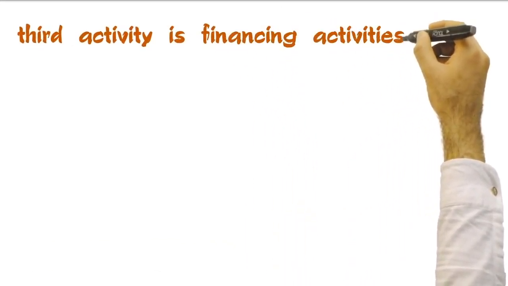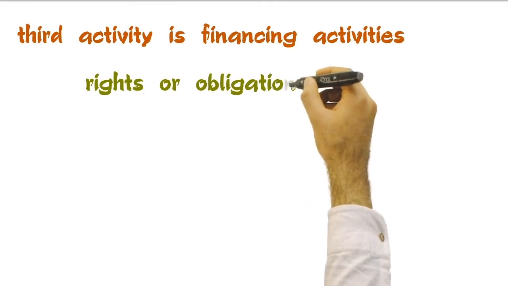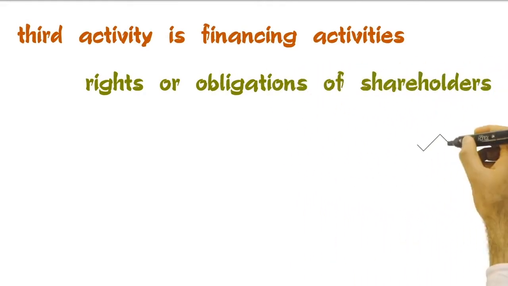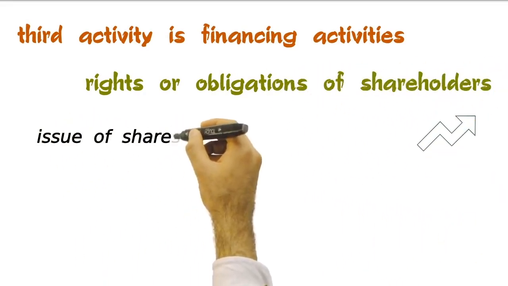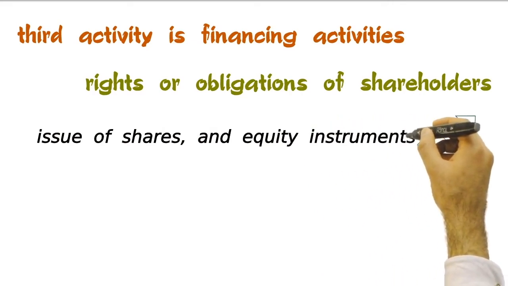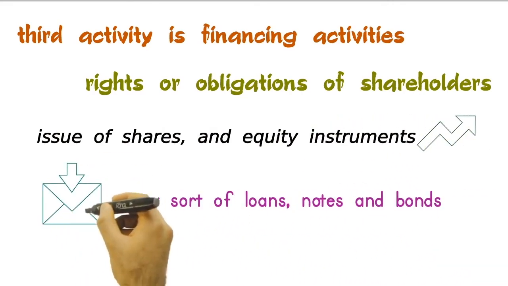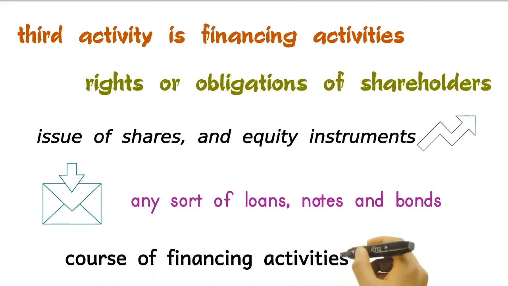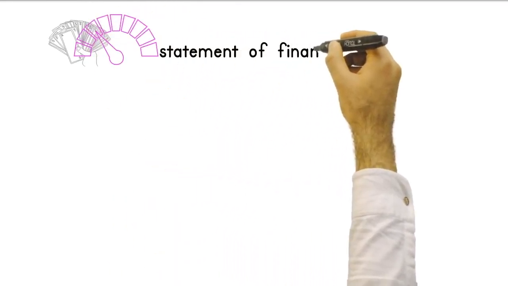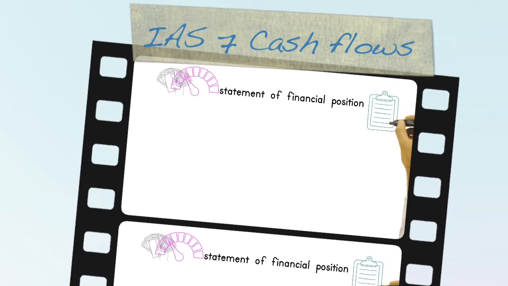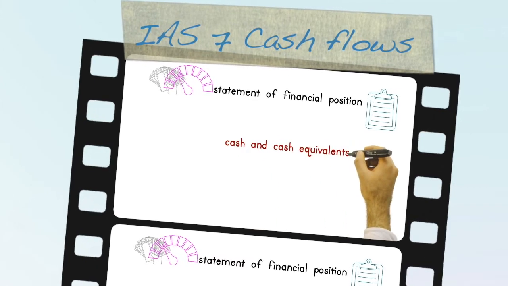This section contains rights or obligations of shareholders of the entity. This could be in the form of issue of shares and equity instruments, any sort of loans, notes and bonds received in the course of financing activities. The closing balance of cash and cash equivalents, shown in the statement of financial position at the reporting date, must match the net cash at the end of the year or period.